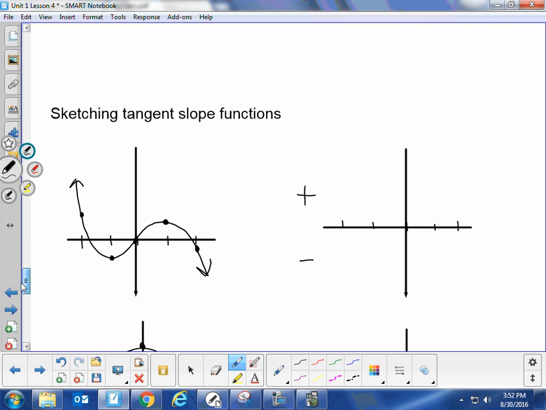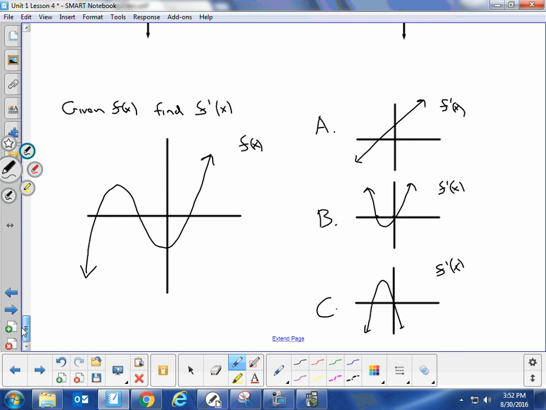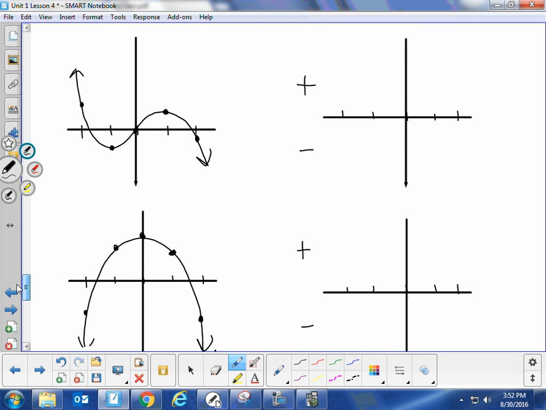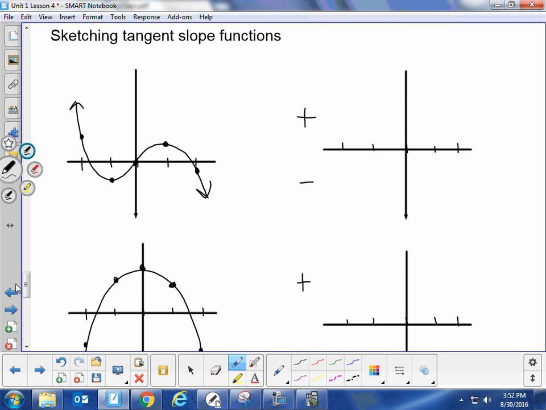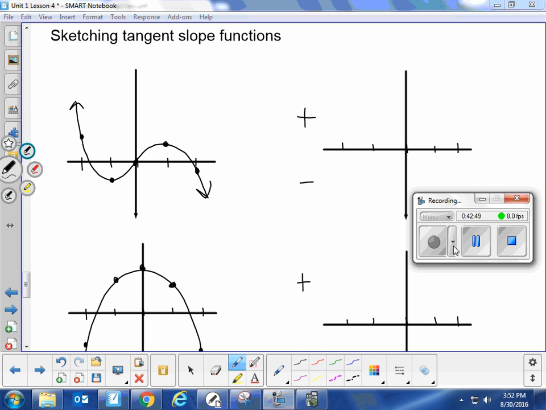Last thing that we didn't get to, but you will have to kind of watch the video here to understand, I'm going to do it right after you guys leave, is how to sketch a tangent slope function. It will be on your quiz that I'm about to give you right now. Please come in.